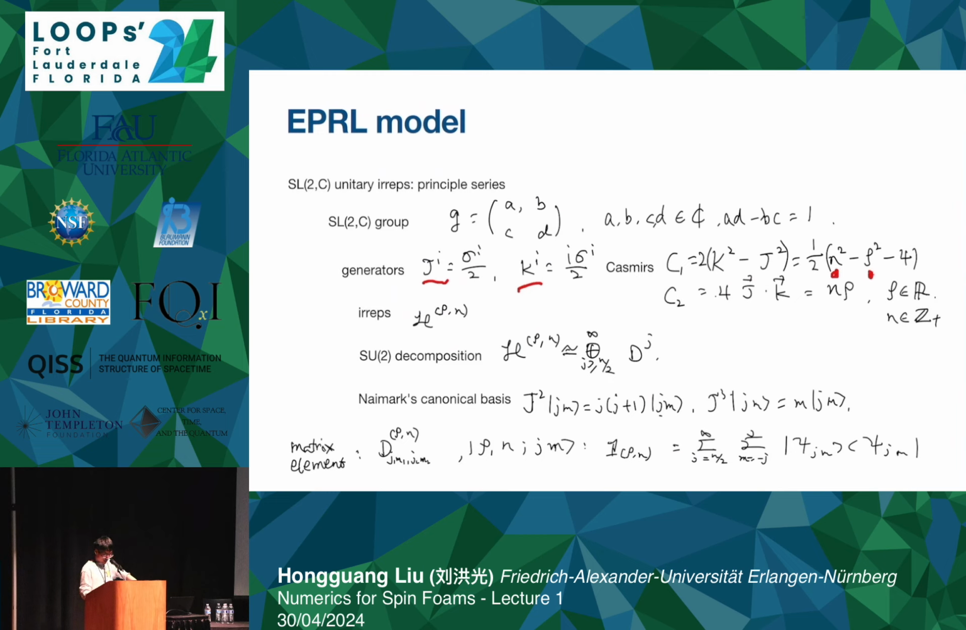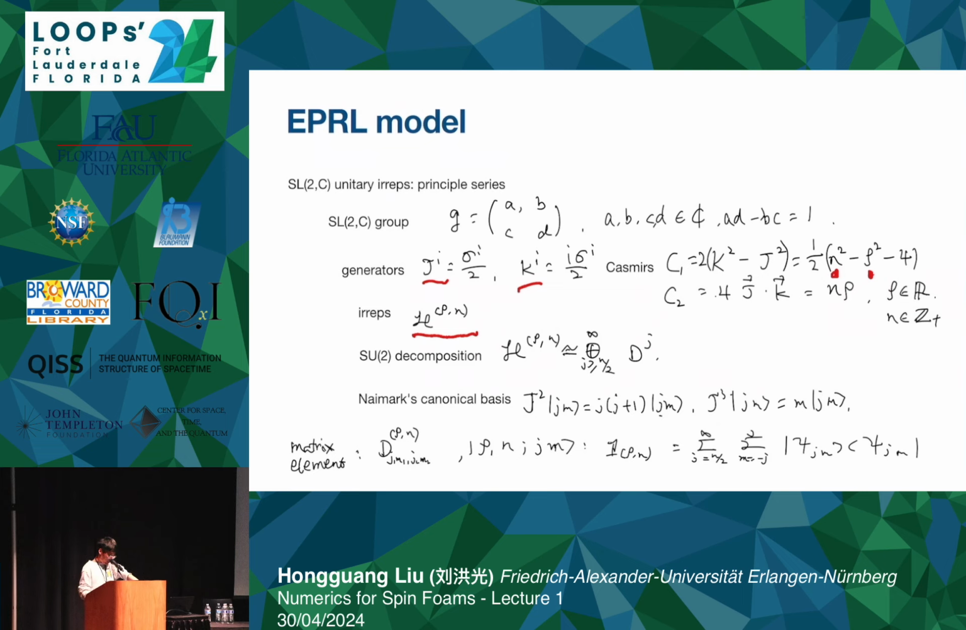So n is a natural number, and rho is a real number. And when we write representations, we use Casimirs. So these two labels give you the label of the representation space, which is the principal series of the unitary irreducible representations of SL(2,C). So the Hilbert space is labeled by rho and n. So this is not the thing we are familiar with.